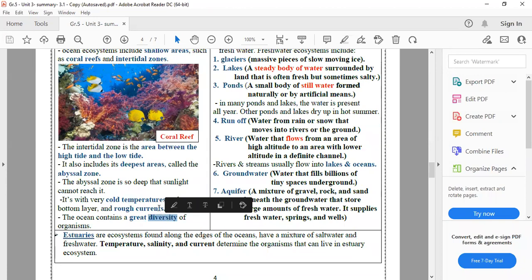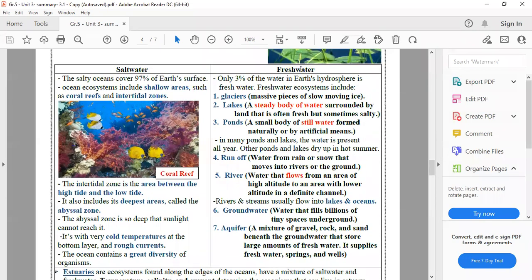Yes, in the oceans, as in this picture right here, we can see different types of fish, microscopic organisms, and also turtles, dolphins, sharks, whales, and so on. This is a great diversity in the ocean. Now let's move to fresh water.